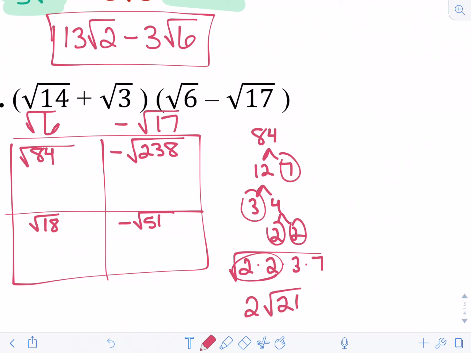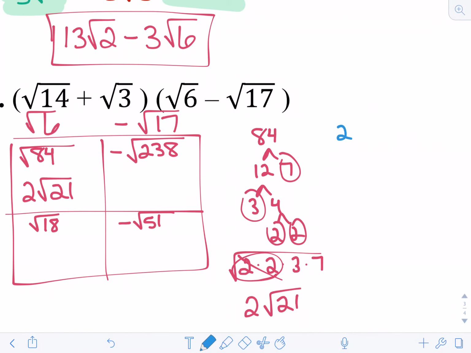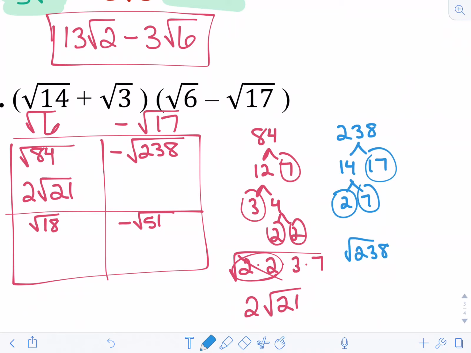So that's as far as I can simplify it. So this will be 2 square roots of 21. Oh man, this is a long problem. 238. Well, 238, I know 17 can go into it, so I'll do 14 and 17, 2 and 7. If you notice, there are no pairs at all, so I can't pull anything out, so that's just going to have to stay the square root of 238. So I'll leave this as minus the square root of 238.